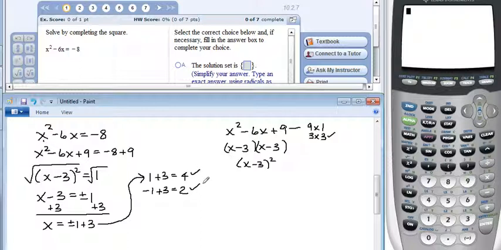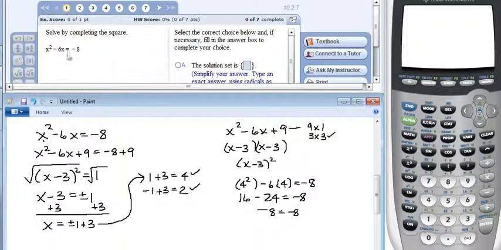Now how do I check those? Well, I can throw them into the original. Let's just do one of them. Let's do the 4. 4 squared minus 6 times 4 is supposed to equal negative 8. I'm going back to my original equation and I'm putting a 4 in here. We're going to see if this works. 16 minus 24 is equal to negative 8. 16 minus 24 is negative 8. So that one works, and so would the 2.